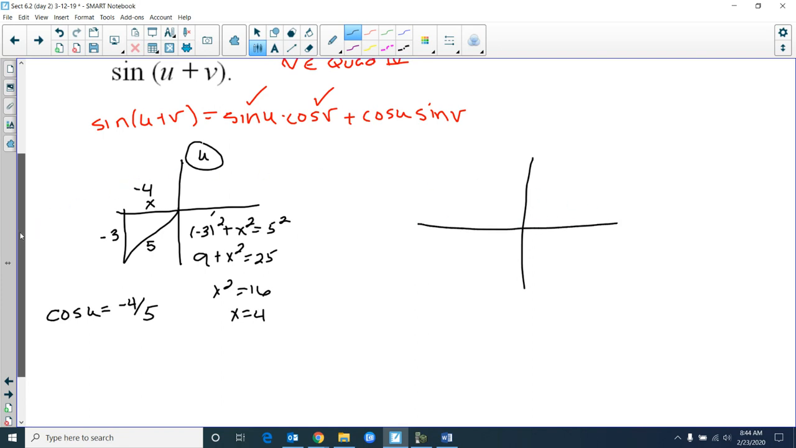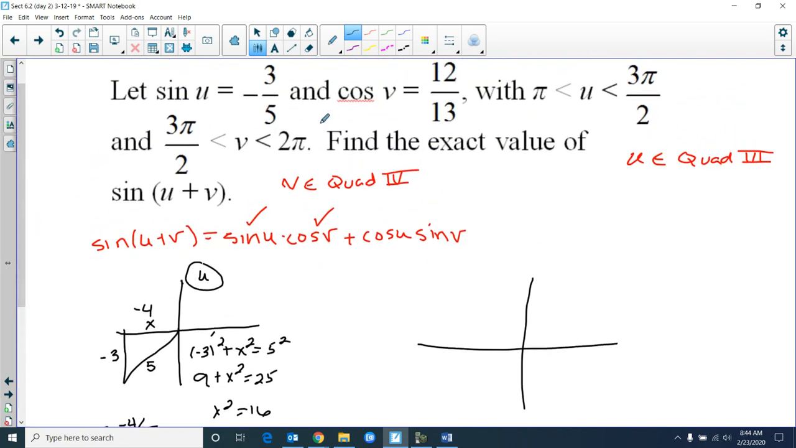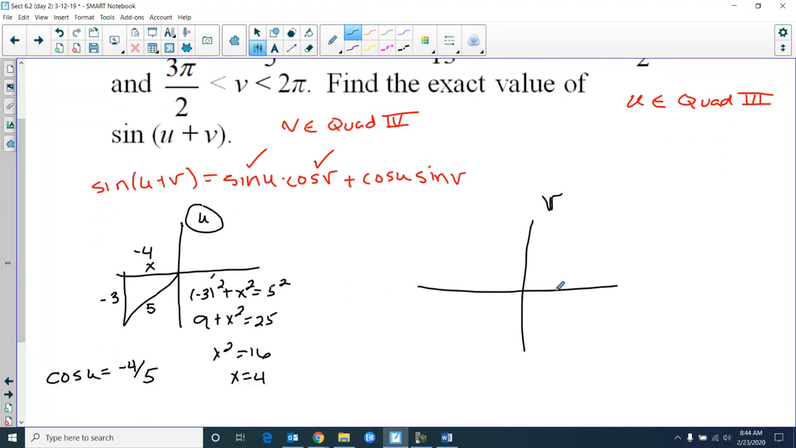Now our angle v. v is in quadrant 4, and cosine of v is 12 over 13. So if I draw this out, that means my hypotenuse is 13 and my adjacent side is 12. I need to find the opposite side because I do need to find the sine of v.